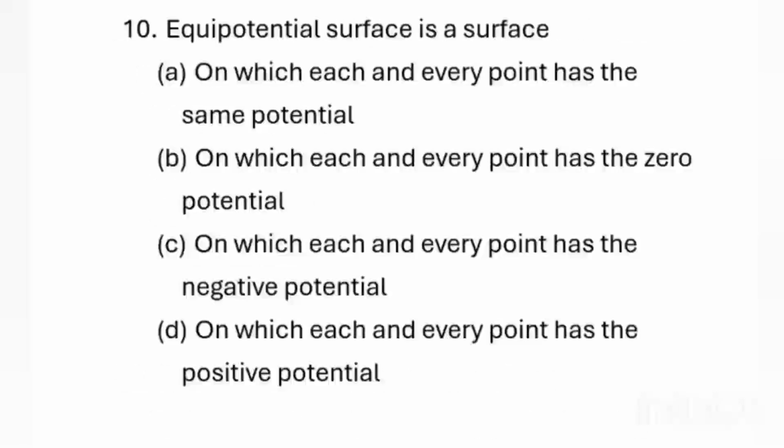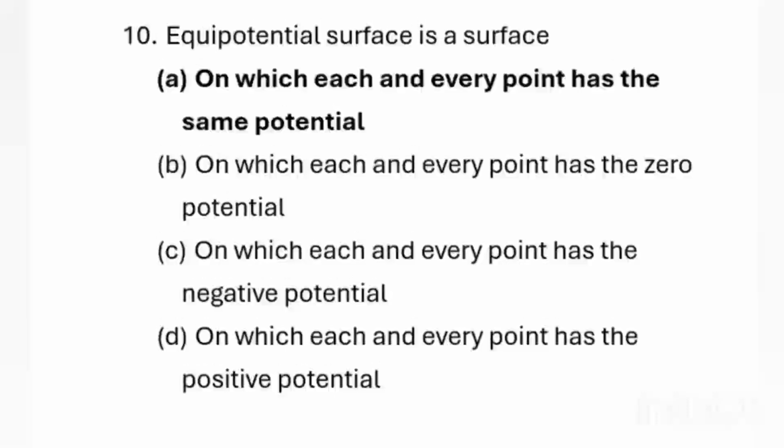Question number 10. Equipotential surface is a surface option A, on which each and every point has the same potential, option B, on which each and every point has the zero potential, option C, on which each and every point has the negative potential, option D, on which each and every point has the positive potential. Here the correct answer is option A, on which each and every point has the same potential.